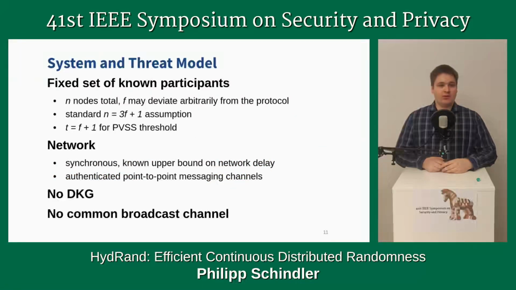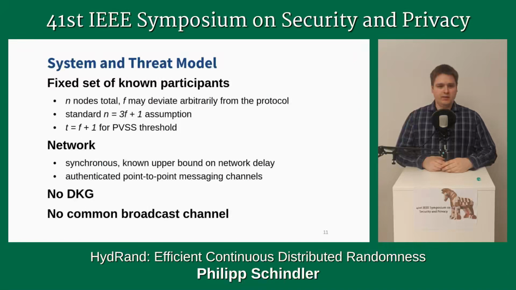With the cryptographic building blocks sorted out, let's have a look at HydRand's system and threat model. We assume a fixed set of known participants. Less than a third of those may behave Byzantine, which means that they may arbitrarily deviate from the protocol. The threshold used for the internal secret sharing protocol is set to just over a third. This ensures that the adversary on its own can never compute a shared secret.